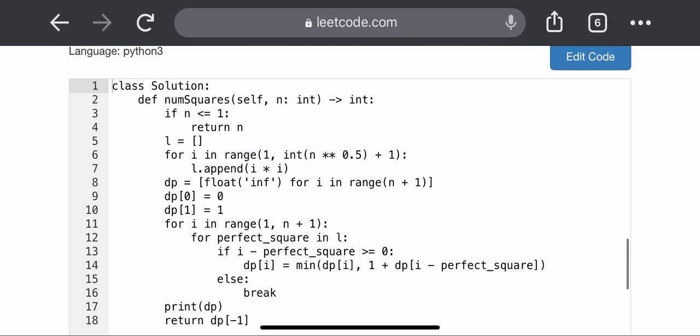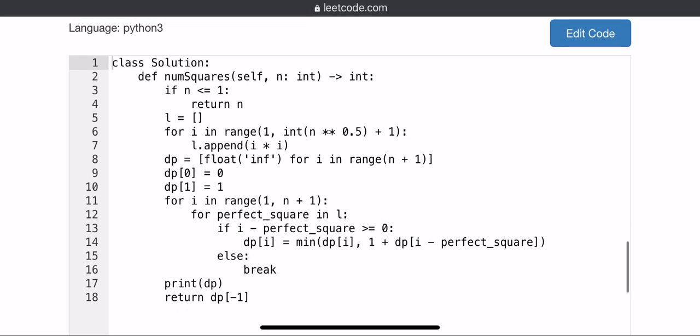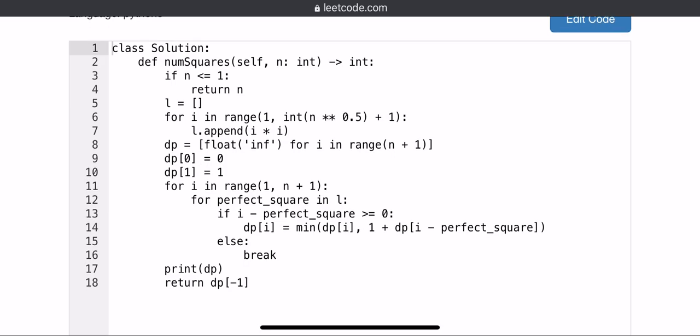Initially we are just checking if the number is less than or equal to 1. If it is less than or equal to 1, it is a trivial case, which means if it is already 0, we don't have to split anything, so we return 0. 1 is already a perfect square, so we return 1. So we can just keep it like this.